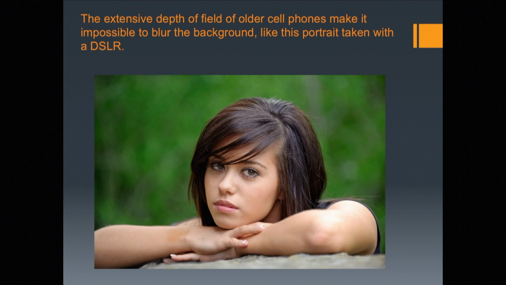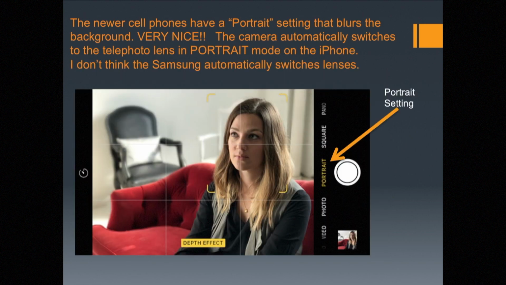And up until recently, there was just no way to achieve this with a cell phone. But on the very new cell phones, I want to share with you a setting that will blur the background. The newer cell phones have a portrait setting that blurs the background or the foreground. You choose what it is you want to be in focus. So the background is very nicely blurred here.